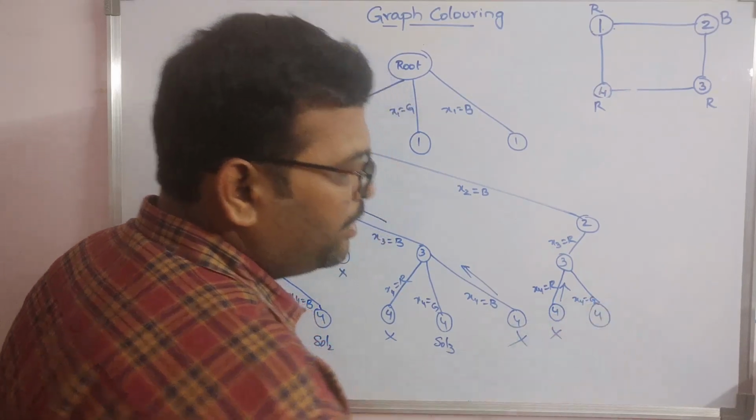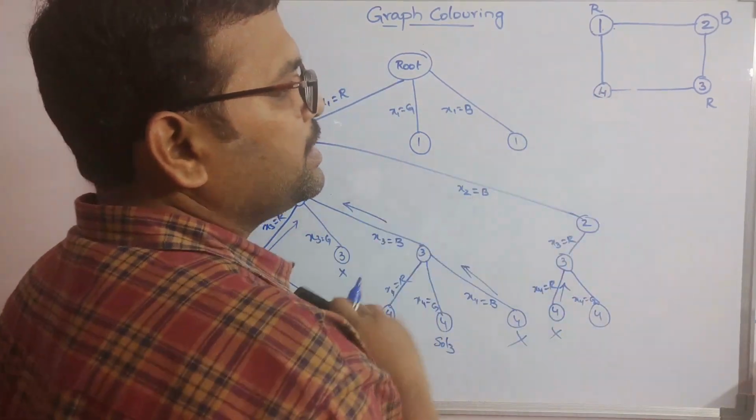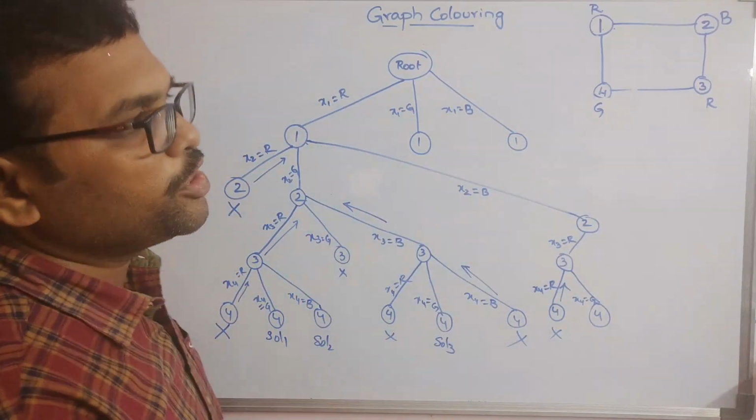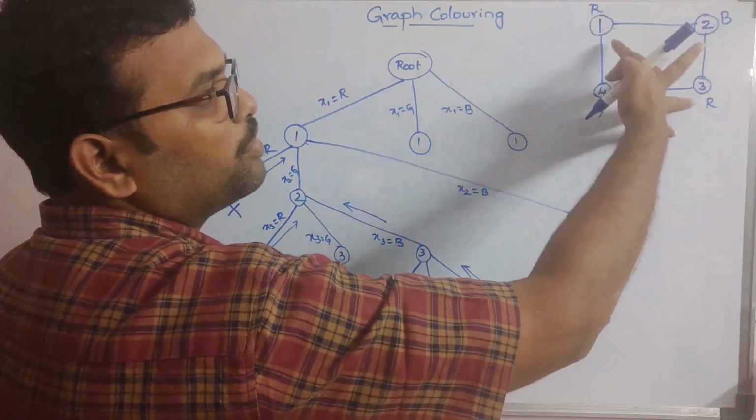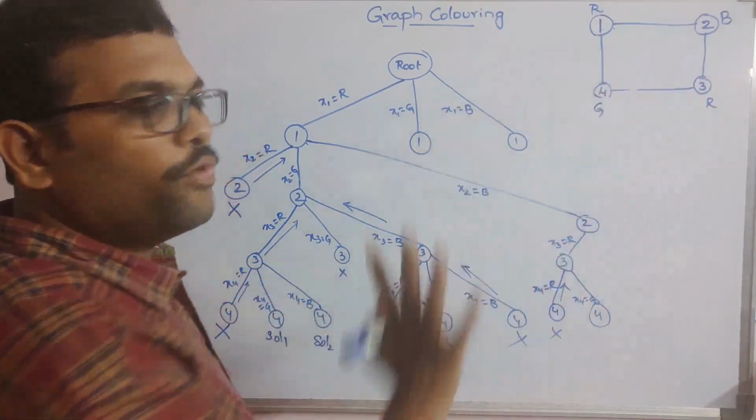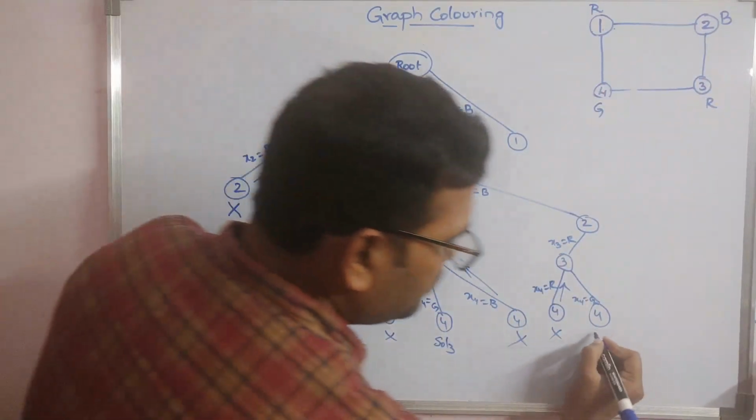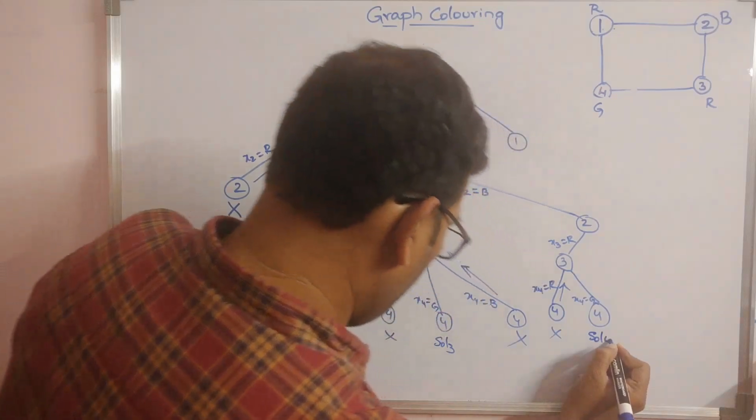x4 is equal to green. Now let us take green. Is it possible? See, 4 is having adjacent nodes 1 and 3. 1 and 3 both filled with R. So the fourth region can be filled with green. Yes. So this is one more solution.